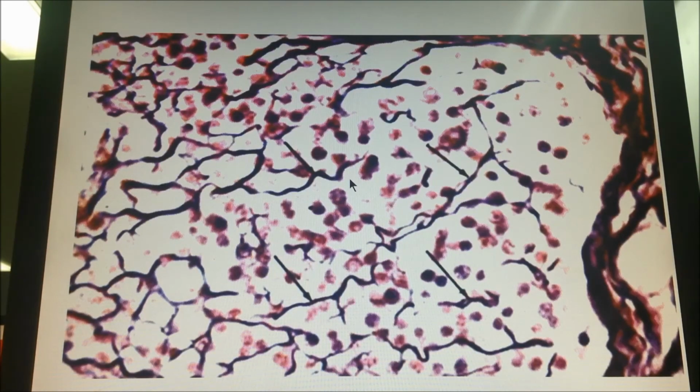Over here, this is a new tissue. There are fibers, blackish, very thin. The fibers formed compartments, like rooms, networks. Inside the compartments you have multiple cells. This is a network-like tissue, a frame-like tissue.